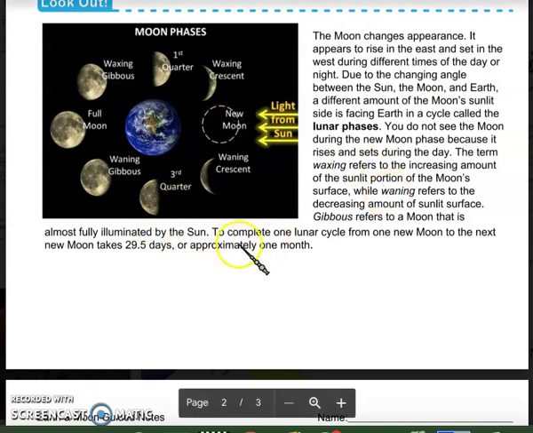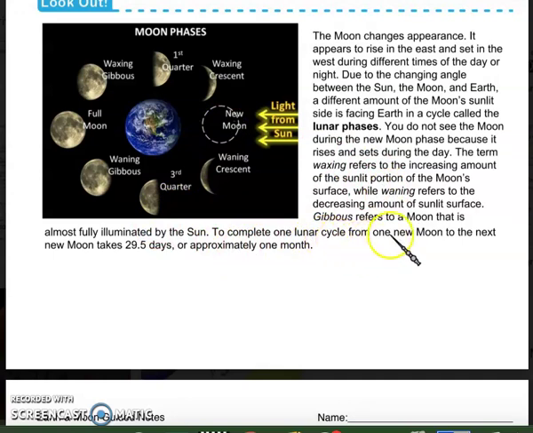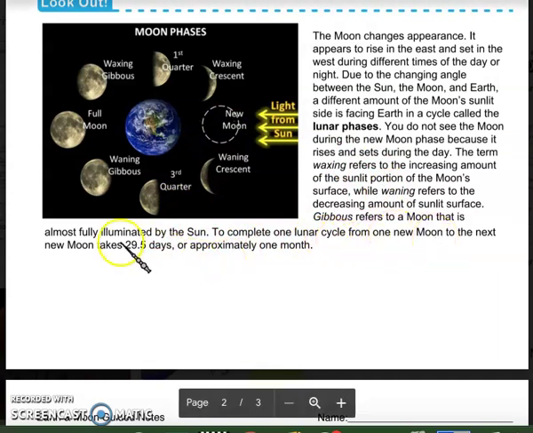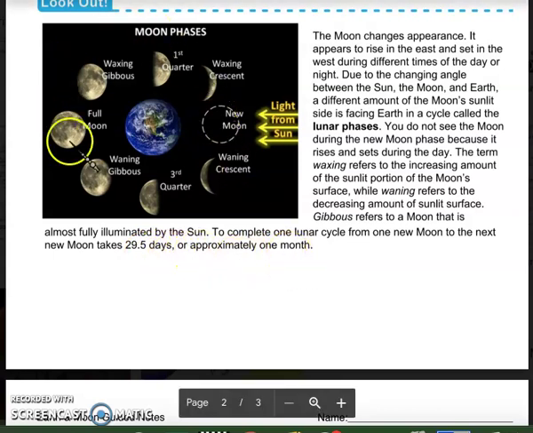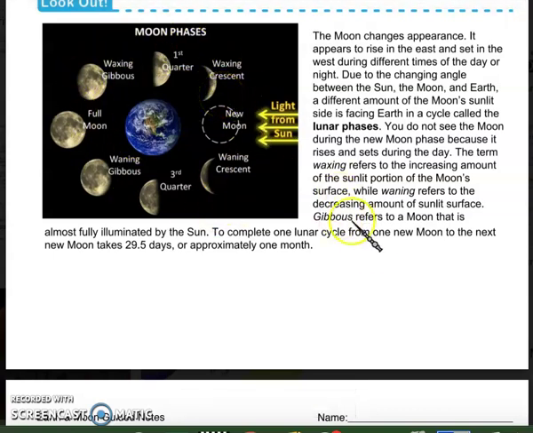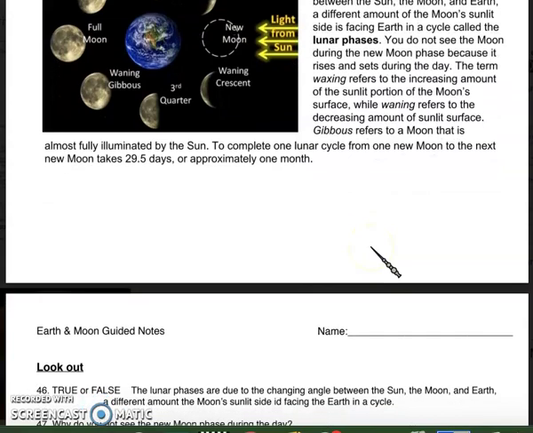So to complete one lunar cycle from one new moon to the next new moon, it takes 29.5 days or approximately 1 month. So we will be talking more in depth about the moon phases because there's a lot you need to know. Okay, so let's look at our questions.